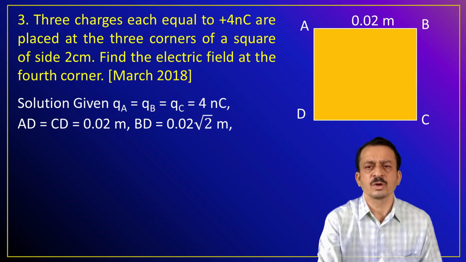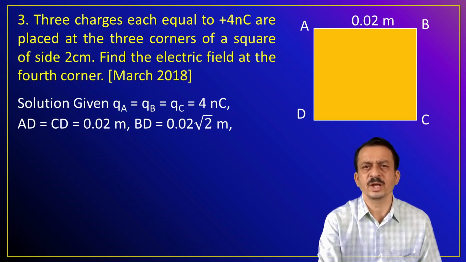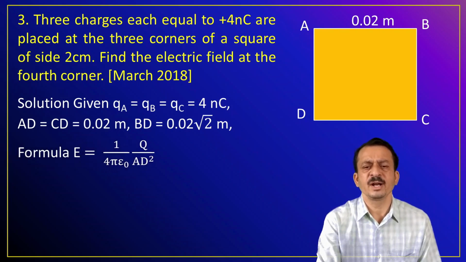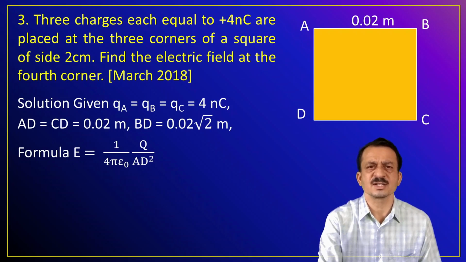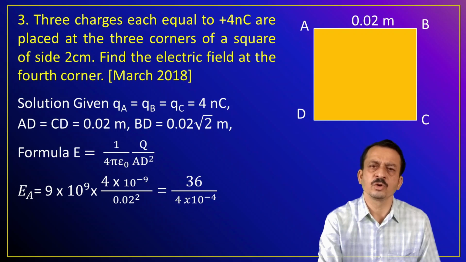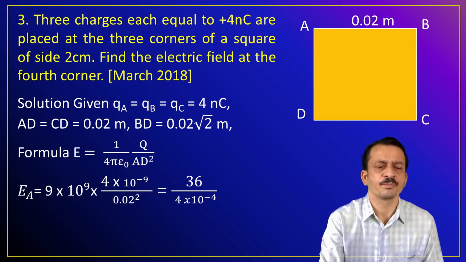Now by the Pythagoras theorem, we find the diagonal distance BD. If you work that out, we get 0.02 root 2, that is root 2 times the side, in meter. Now we will work out independently the electric field due to the different charges A, B, C. The formula is once again the same, 1 divided by 4 pi epsilon naught, Q by the distance square. For the first charge, it is AD square. Now substitute the values. 1 divided by 4 pi epsilon naught we know, 9 into 10 to the power of 9. Charge 4 into 10 to the power of minus 9, divided by 0.02 whole square.